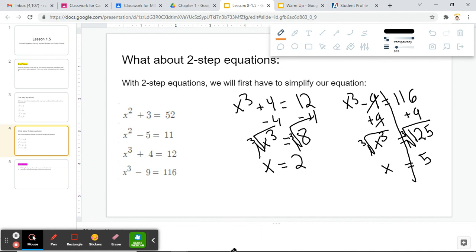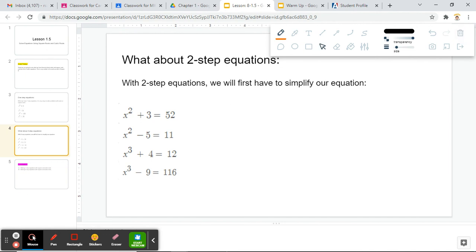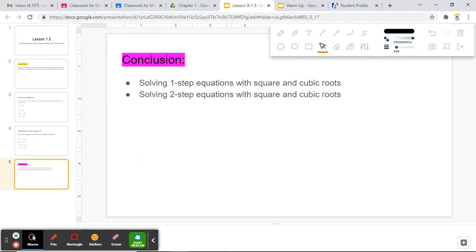So again, this is just like algebra we have done in the past. The new thing we're introducing is squared and cube numbers. But just like we have to do the opposite to cancel out all our other operations, that's all we're doing here. And the opposite of a cube number is taking the cubed root, or the opposite of a square number is taking a square root. All right, so don't forget about your conclusions today. Today we learned about solving one-step and two-step equations with cubic and square roots.